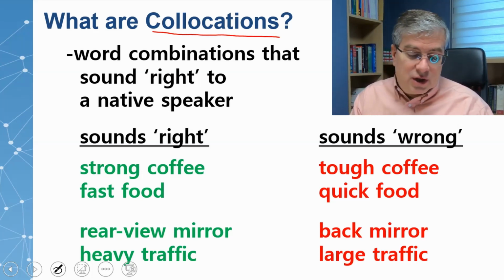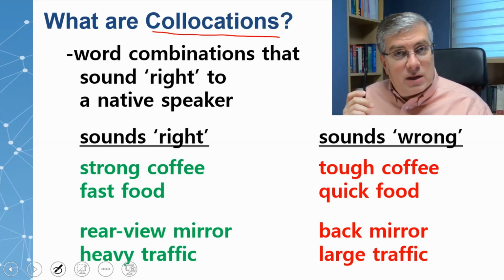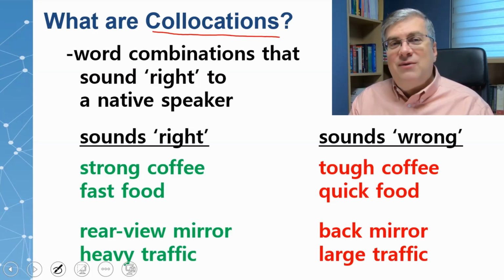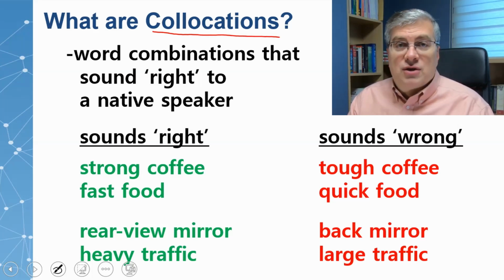You might look at the dictionary, the word in your own language, and think heavy translates to heavy, or it could be large, right? But of course we don't say large traffic. That sounds very strange. It's heavy traffic. So these are collocations.